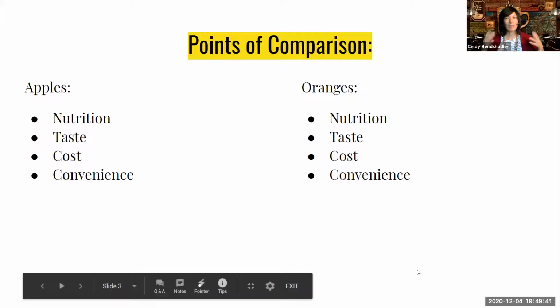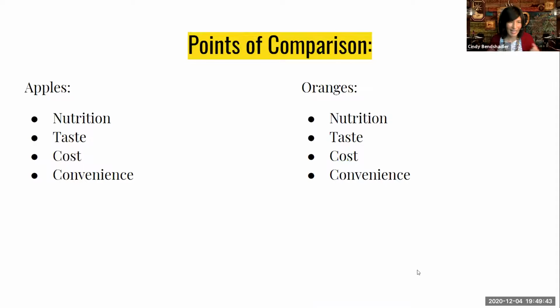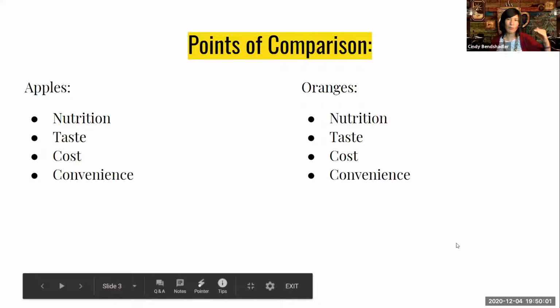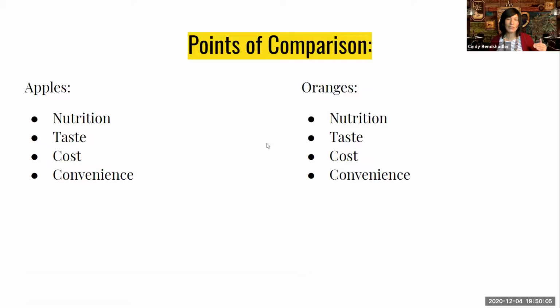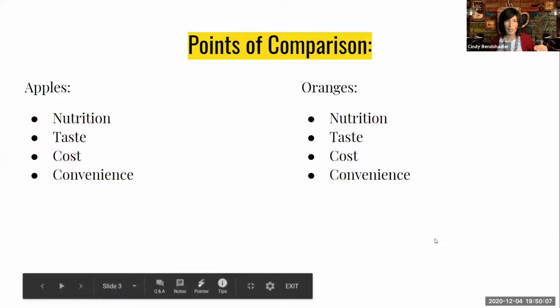So if we were talking about apples and oranges, which of course we can compare, we want to think about points of comparison. So maybe we're talking about nutrition, taste, cost, convenience. We could talk about shape. We could talk about color. We could talk about appearance. We could talk about their symbolism in literature. But we need to think about what points of comparison we are going to talk about. And that is really going to help us think through our organization as well.